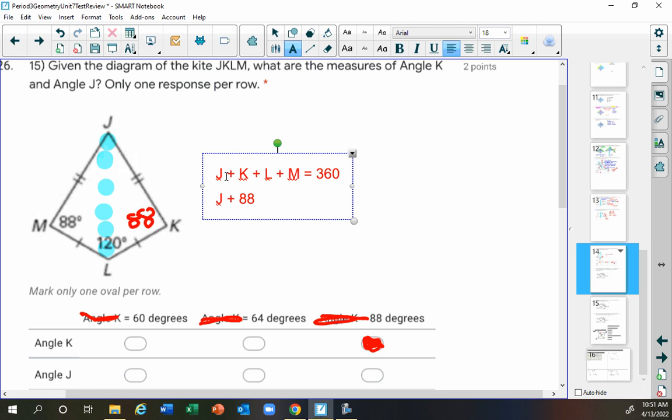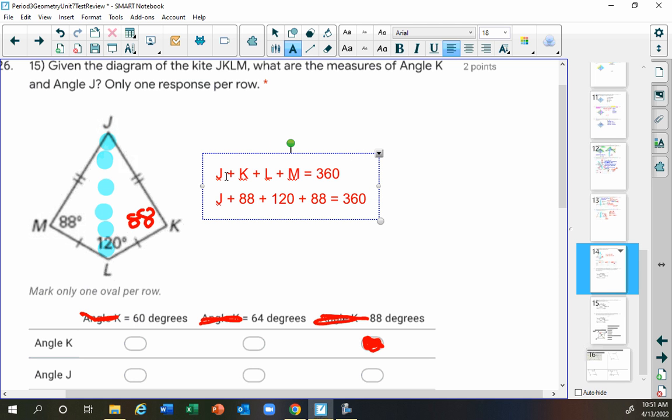So 88 plus, well, what's angle L real quick? How many degrees is angle L? It's right on the diagram. It's how many? 120. Angle M is the same as angle K, so they're both 88.